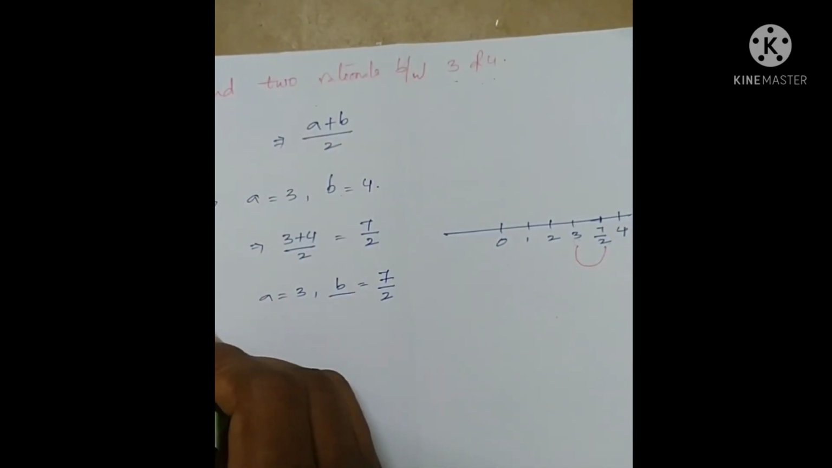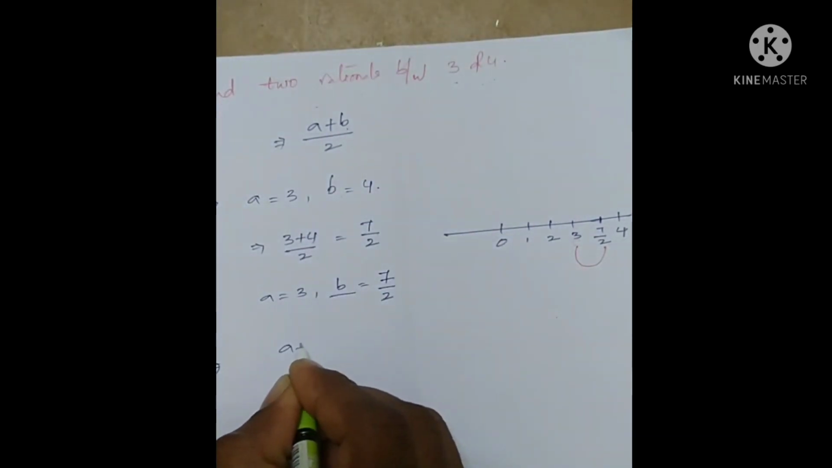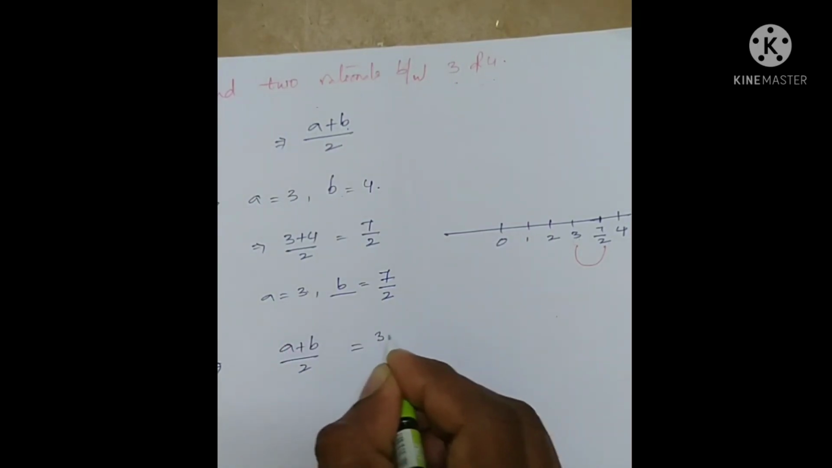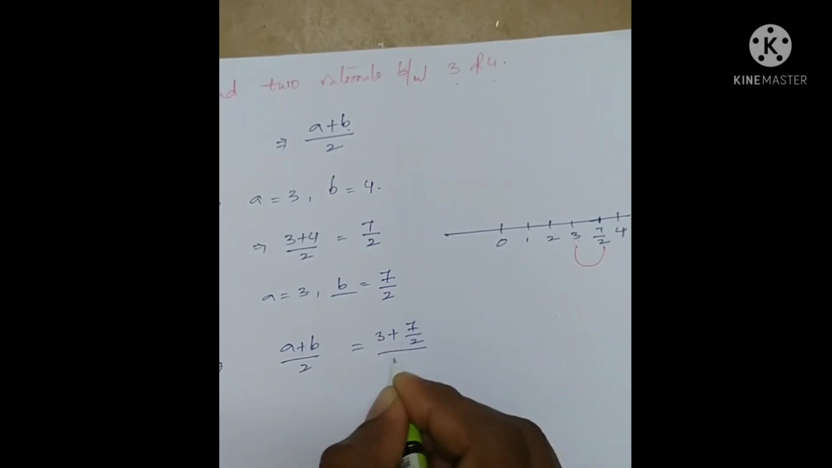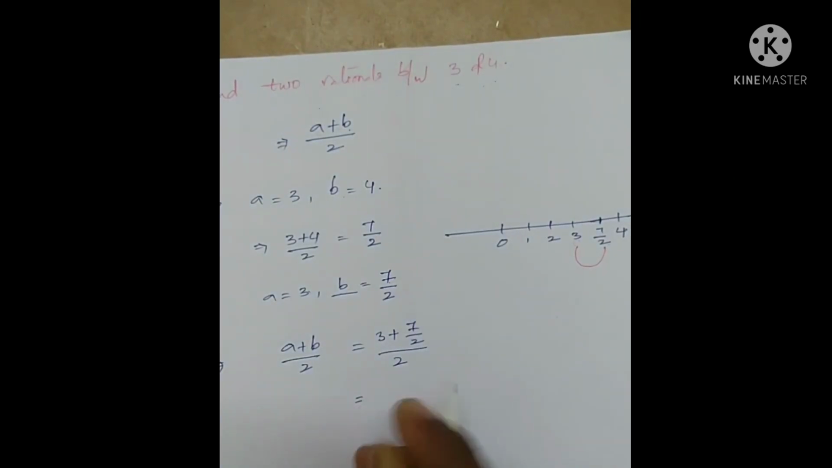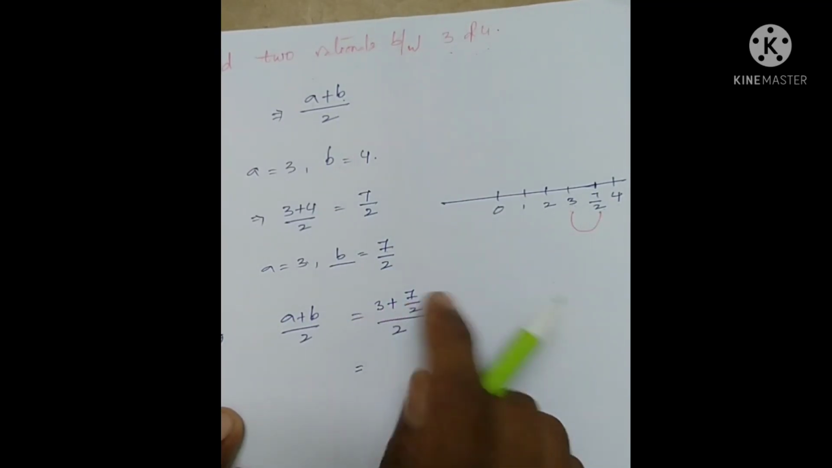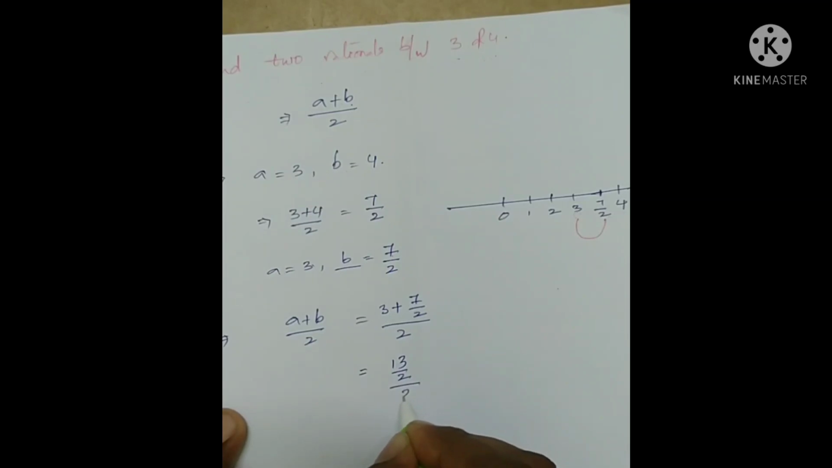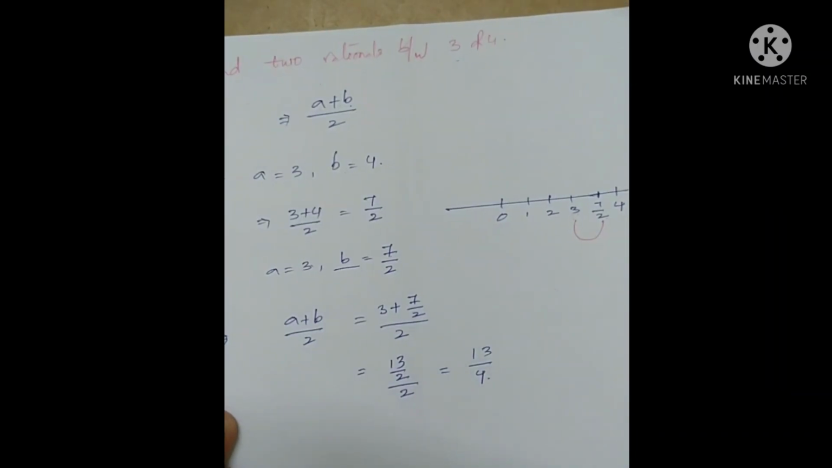So that is equal to our formula (a plus b) by 2, right? Here a is equal to 3, b is equal to 7 by 2, all divided by 2. Here the LCM: 3 twos are 6. 6 plus 7, that is equal to 13 by 2, again divided by 2. So that is equal to 13 by 4.